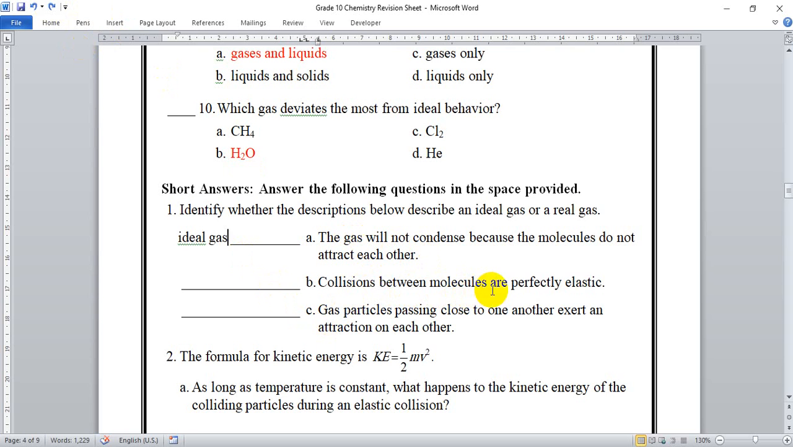Collisions between molecules are perfectly elastic. This is an ideal gas. Gas particles passing close to one another exert an attraction on each other. This is a real gas.